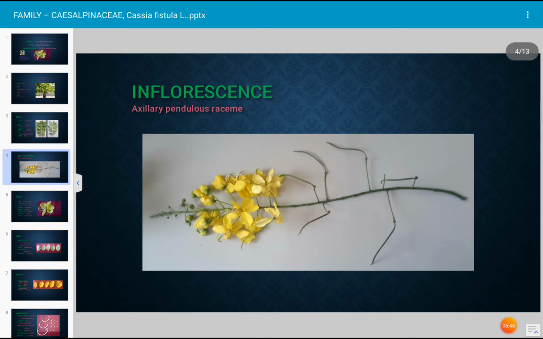Next, this is the inflorescence, and this inflorescence is an axillary, pendulous, racemose type of inflorescence. Okay, next slide.